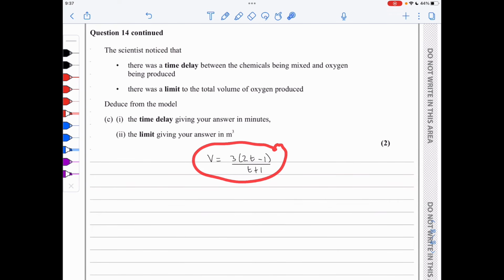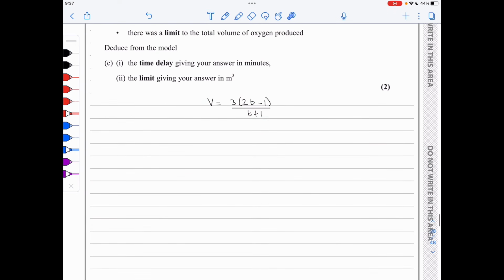V is the volume of oxygen produced, and obviously we need V to be greater than or equal to 0, and this will only happen for 2t minus 1 being greater than or equal to 0, which means that t is greater than or equal to a half. So this is the time delay. t is measured in hours, and therefore we conclude that the time delay that we were after is simply half an hour or simply 30 minutes. Remember, we were asked to give our answer here in minutes, so 30 minutes for C(i).